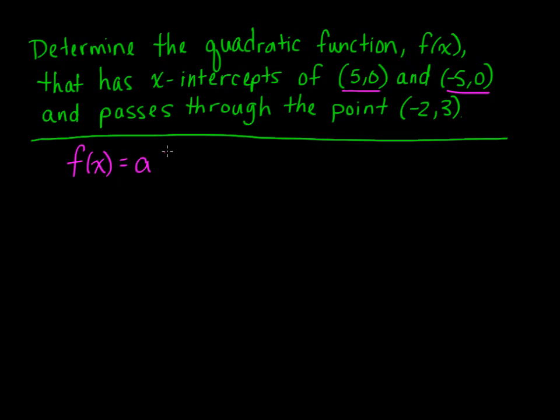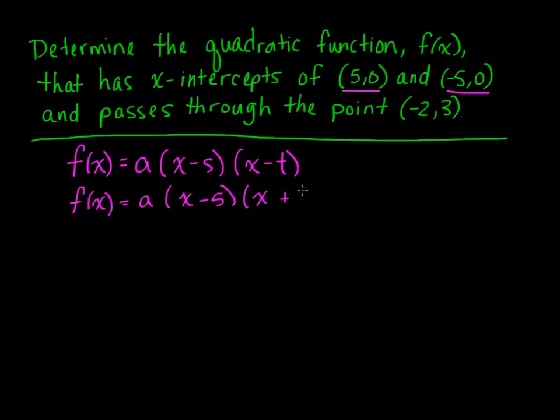General form is a times x minus s times x minus t, okay, where s and t are your x-intercepts of your function. Now, the information we have tells us that our x-intercepts are 5 and negative 5. And so we can put that into our factored form. So x minus positive 5 and x minus negative 5, which would be x plus 5.